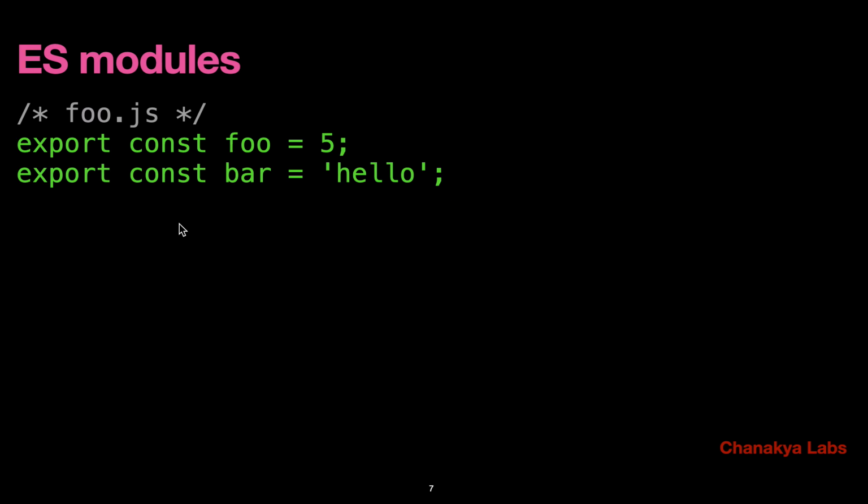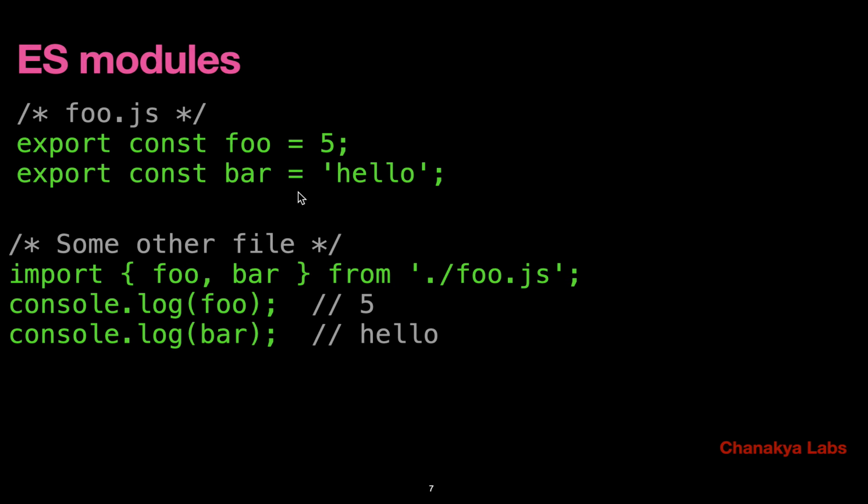Next, let's see this situation. Export const foo = 5, export const bar. So there are multiple variables now. Like one variable, you can import multiple variables also, like foo and bar, both you can import. So foo is 5, bar is hello.